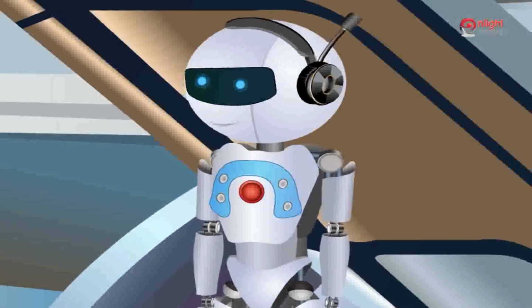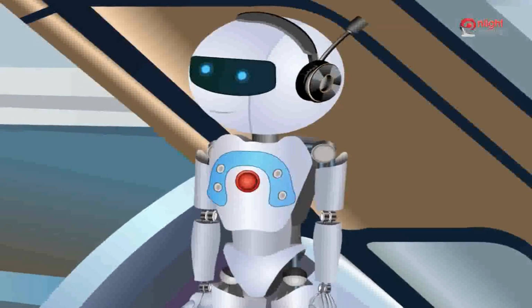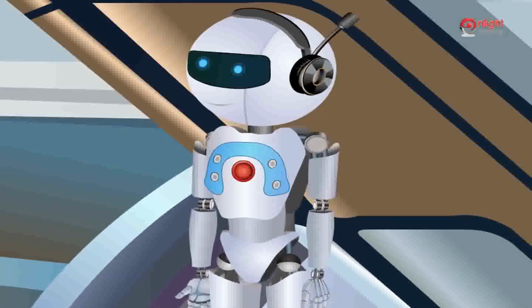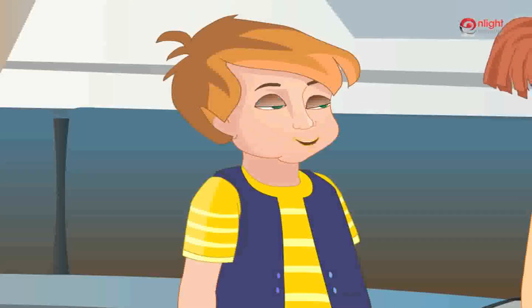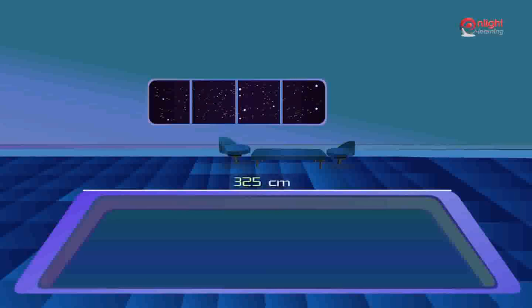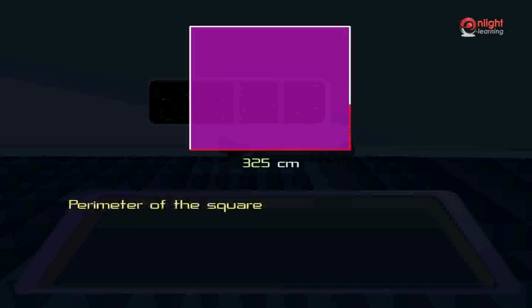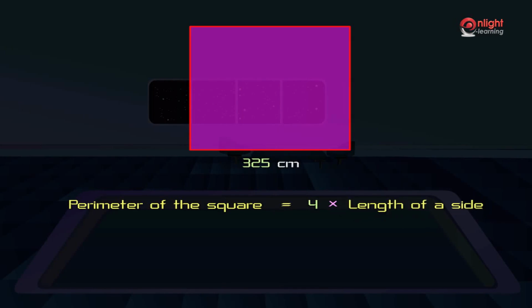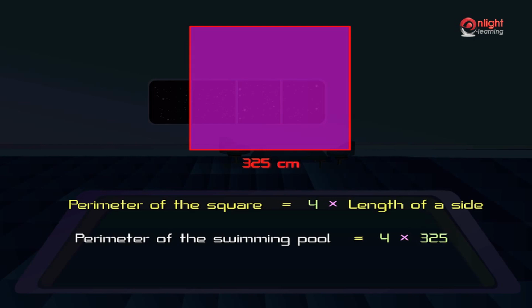Very good. Hope you understood all the above concepts. Why don't you try solving your problem now? The length of one side of the swimming pool is given as 325 centimeters. The shape of the swimming pool is a square. Hence, the lengths of all the sides are equal, and the perimeter of a square is defined as 4 times the length of a side. Hence, the perimeter of the swimming pool is 4 times 325 centimeters, which is equal to 1300 centimeters.